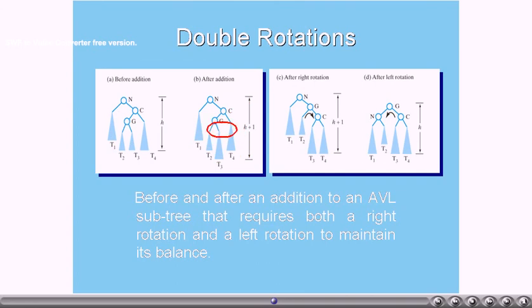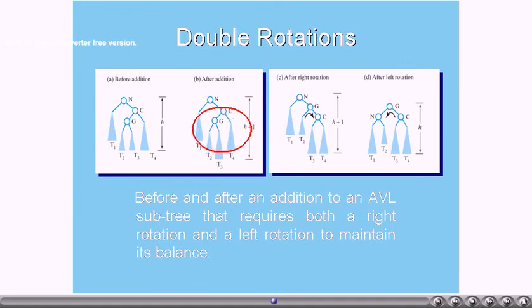Now consider a new node is added to the subtree T3. Thus the T3 subtree height is increased by 1. Thus the balance value of G becomes -1, acceptable. Similarly, the balance value of C becomes +1, that is, the left hand side is 1 more than the right hand side. However, the balance value of N becomes -2. That is, N becomes unbalanced.